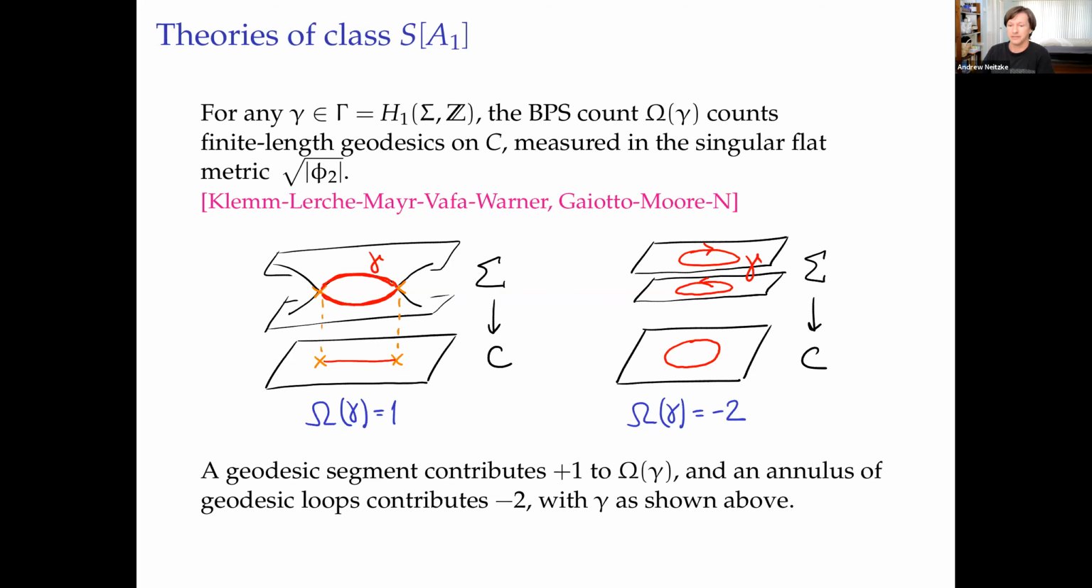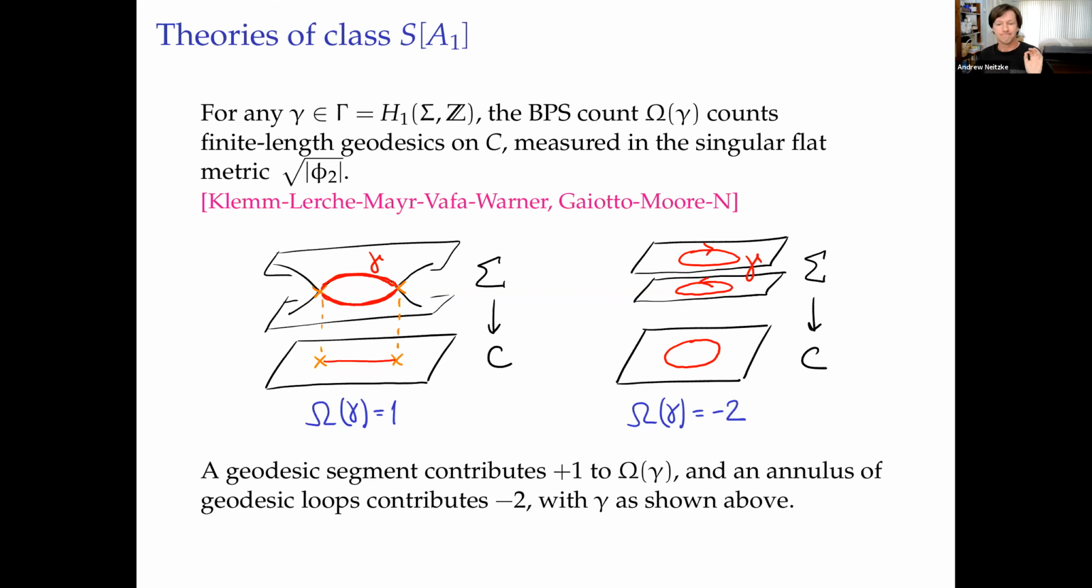Now, of course, you can't have a flat metric globally on the surface. This metric has singularities exactly at the zeros of the quadratic differential and at the poles of the quadratic differential. And what we're interested in is counting the finite length geodesics on the surface with respect to that metric.